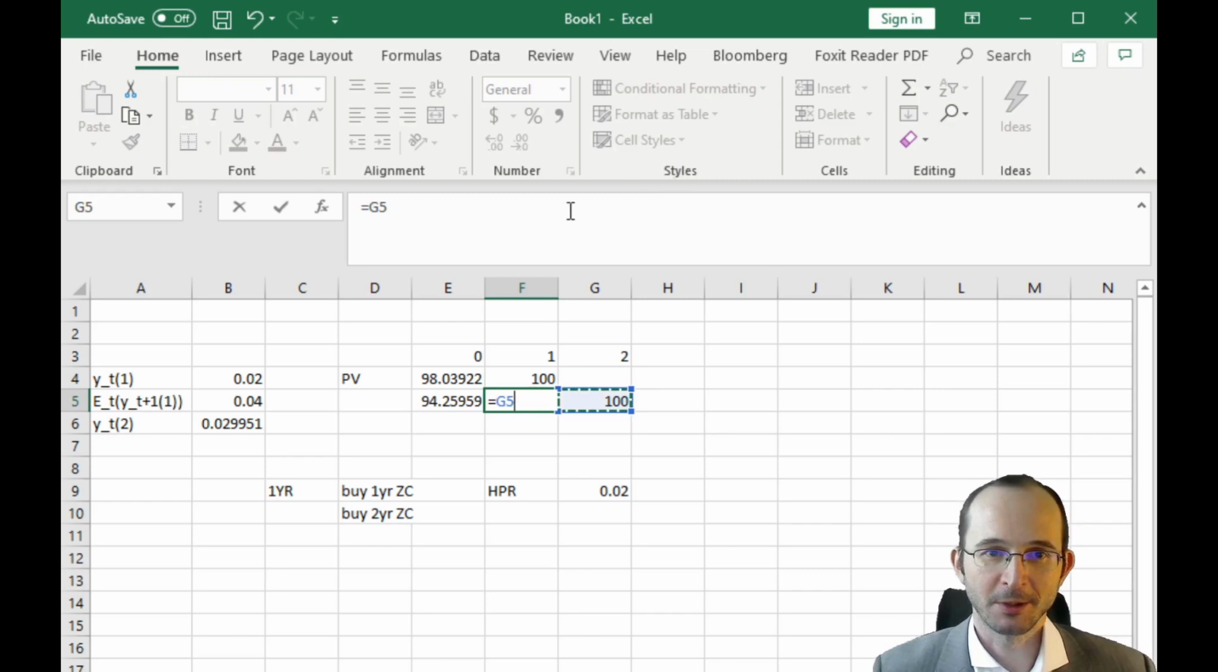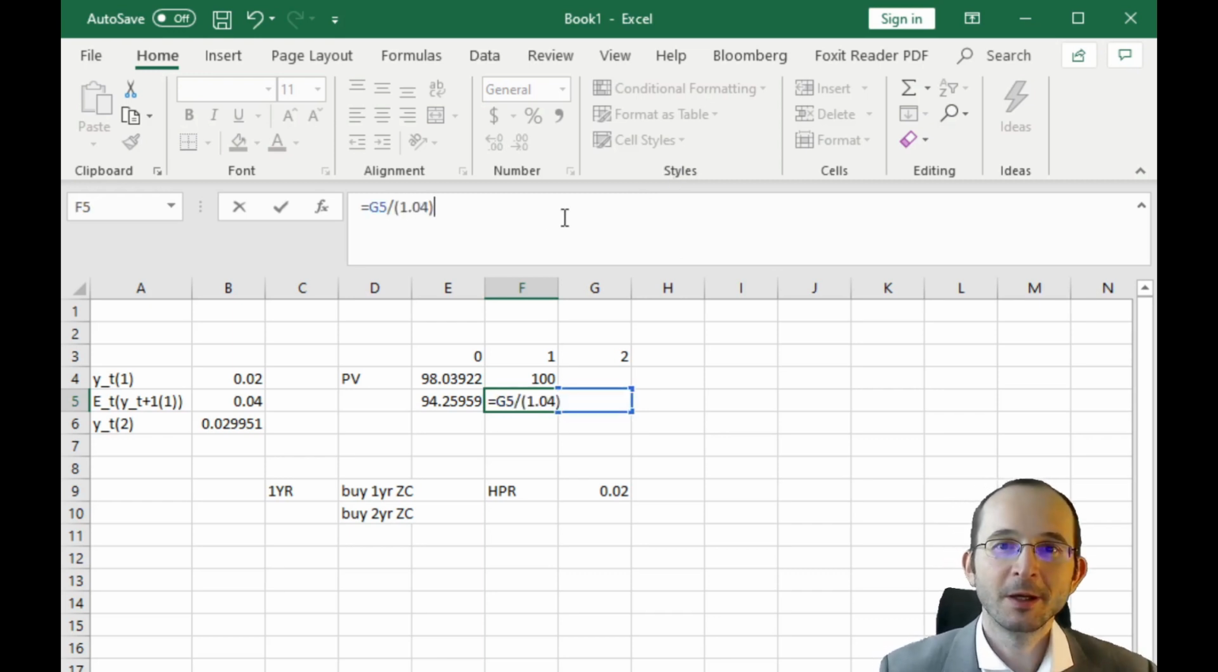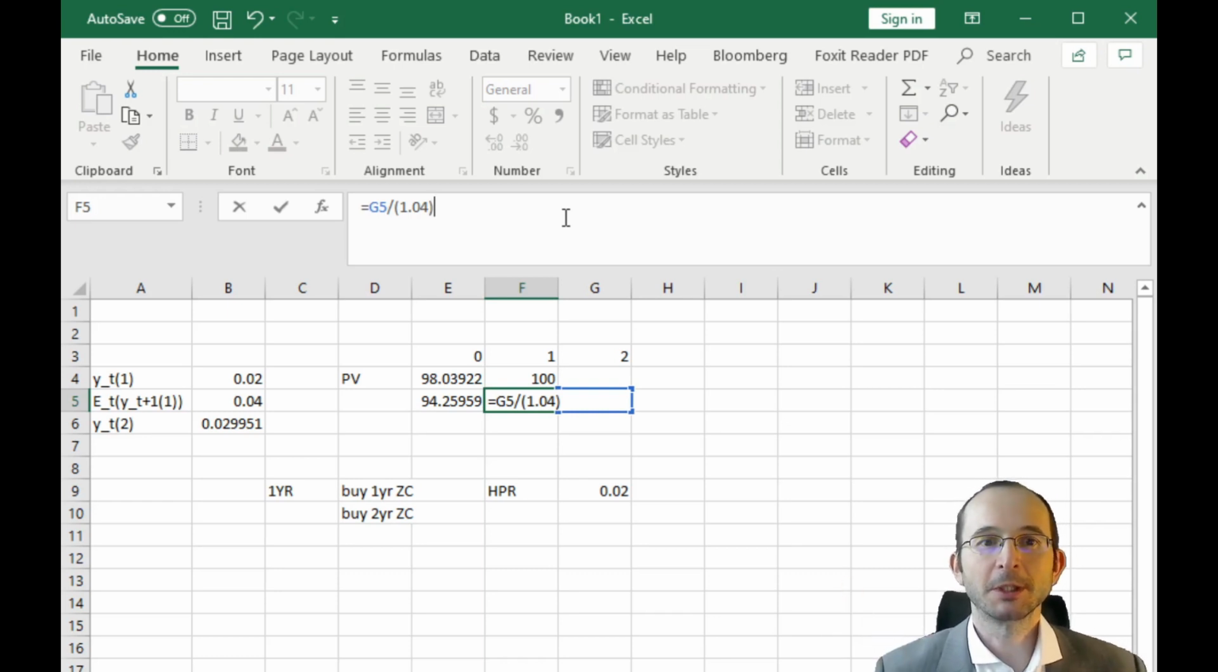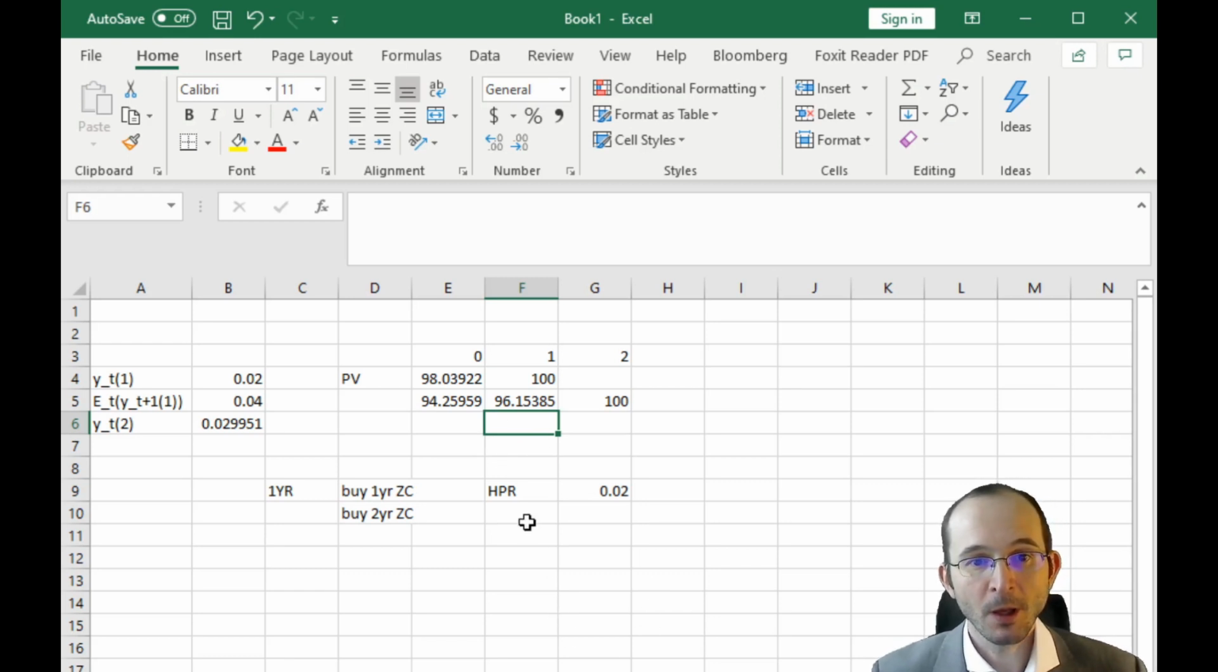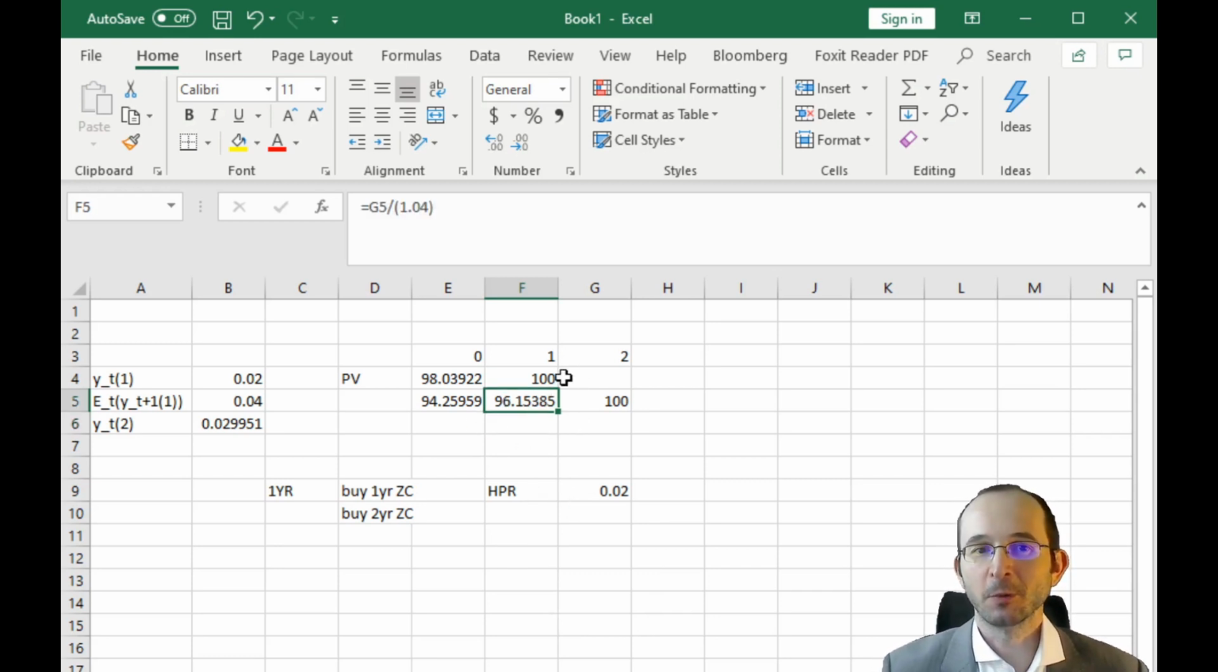Well, we're going to discount its face value at the expected discount rate, which is expected to occur at the end of year 1. And we're only going to discount it for one period, 96.15. So that is what we should expect to be able to sell the 2-year bond for at the end of year 1, because the yield is now going to change and we expect it to be 4%.